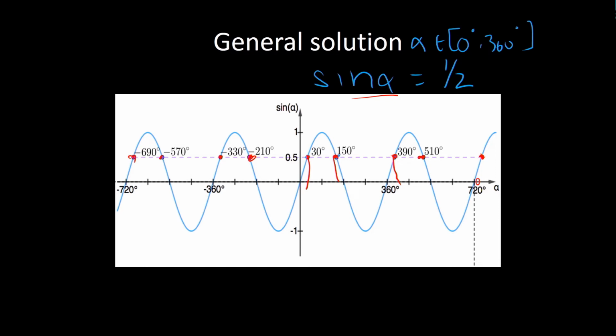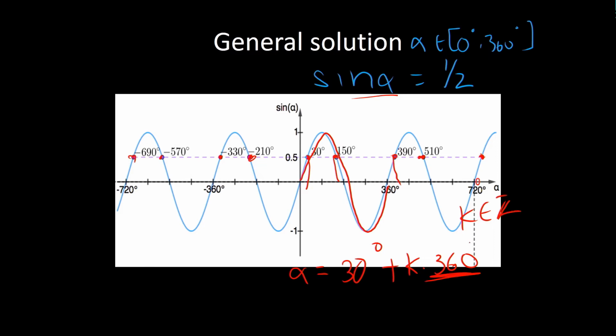So really with general solutions, we try and narrow this down and we take care of that infinite number of possibilities by finding a reference angle. So we get alpha is equal to 30 degrees plus k times 360, 360 being the period of the graph, because this sine graph repeats its little pattern every 360 degrees. And we say k is an element of integers.